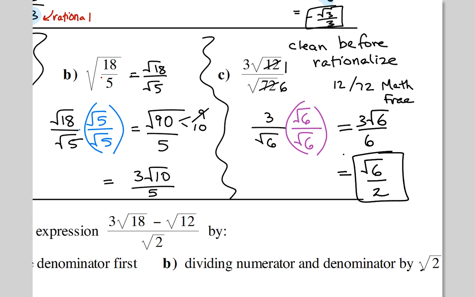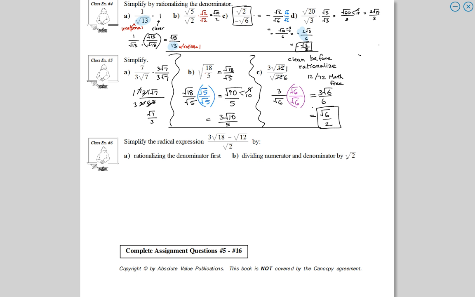One more to go, and then you're free. All right, so class example 6, they want us to try the same question 2 different ways. I guess just to show that it doesn't matter what way you do it. Okay, so we can rationalize the denominator first, or we could divide and then see what happens. So let's rationalize first.